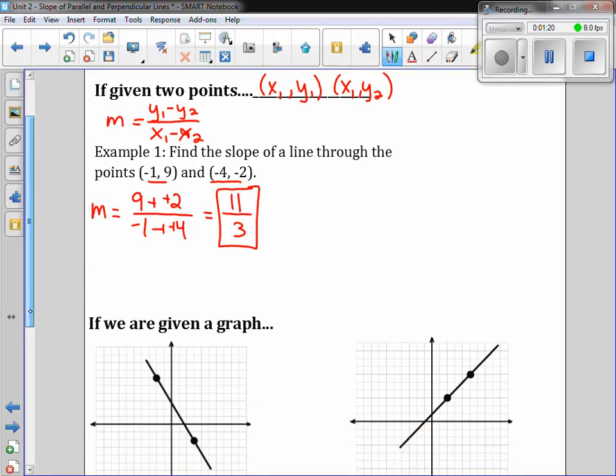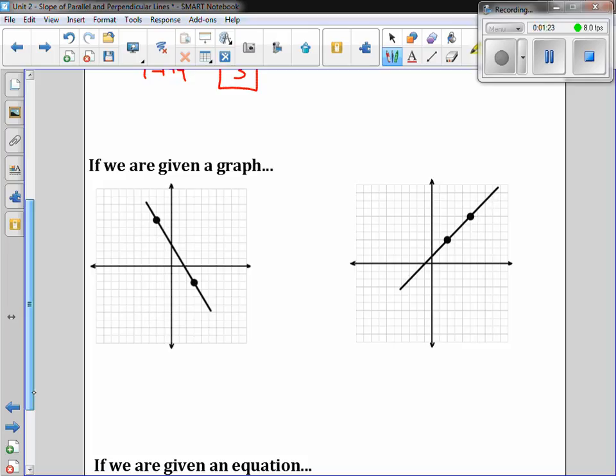Another way to find slope is when we are given a graph. If we are given a graph, we want to remember that the slope is equal to the rise divided by the run. So we can rise or fall from left to right. Remember that we read graphs from left to right. So our first example is falling 1, 2, 3, 4, 5, 6, 7, 8. So we have a negative 8 for our numerator, and it is running 1, 2, 3, 4, 5. So our slope is negative 8/5.